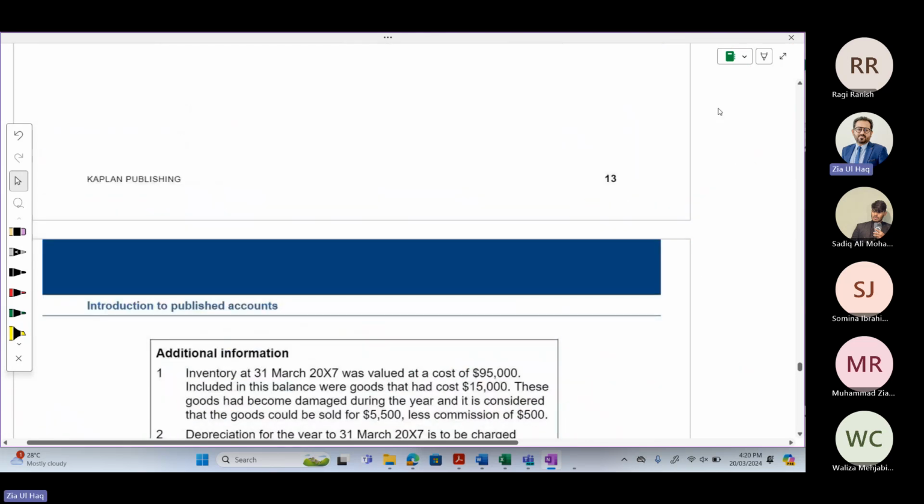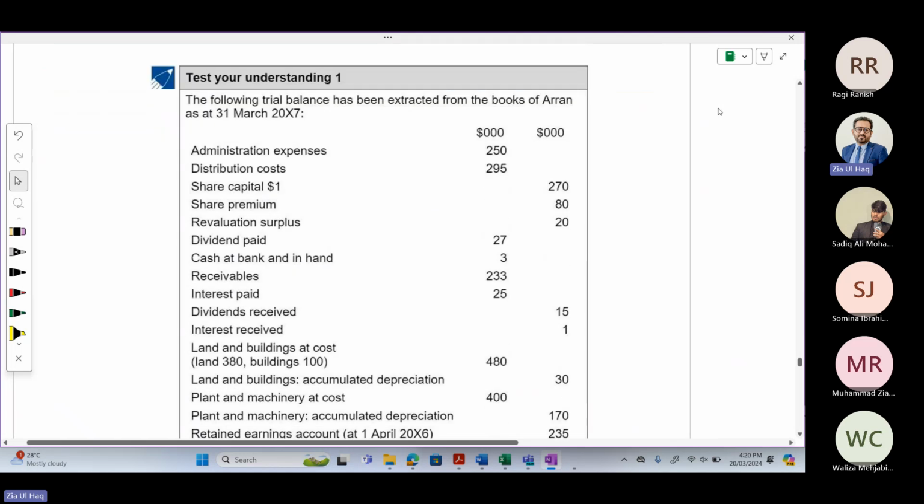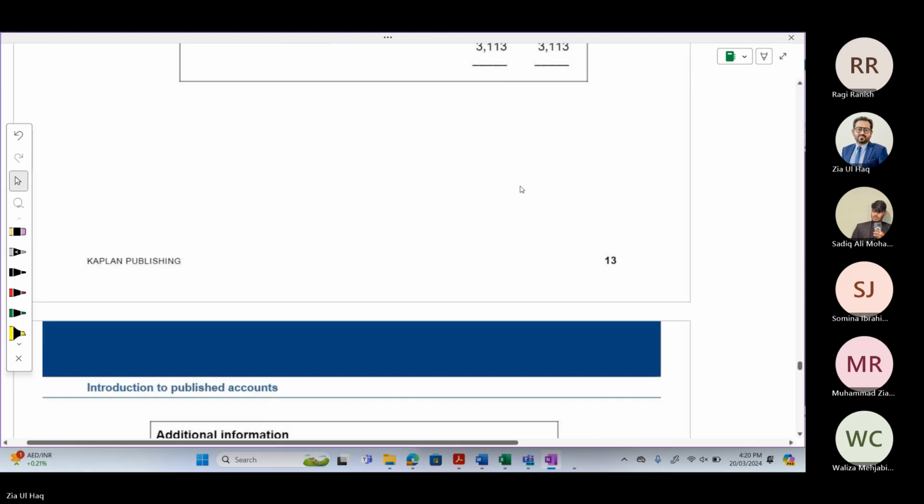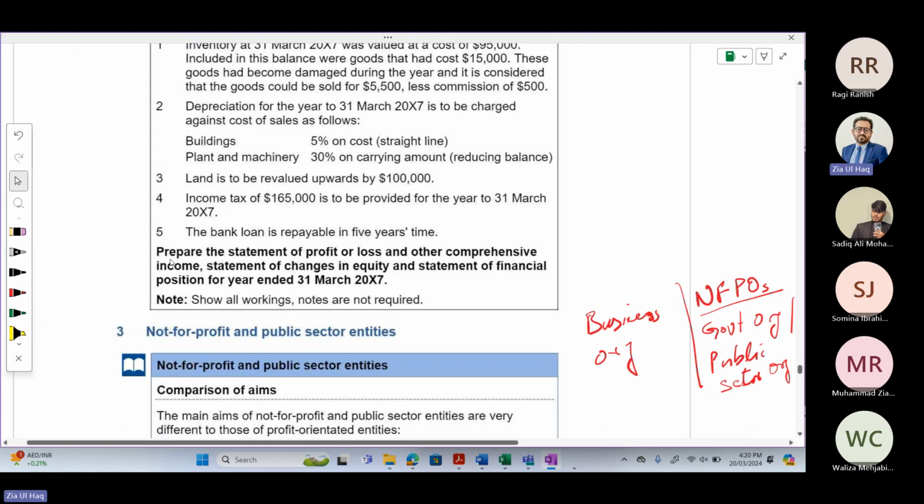So let's move towards another question, test your understanding one. The following trial balance has been extracted from the books of Arun as at 31st March 20x7, year end 31st March 20x7. What we need to do, we need to prepare statement of profit or loss and other comprehensive income, statement of changes in equity, and statement of financial position.